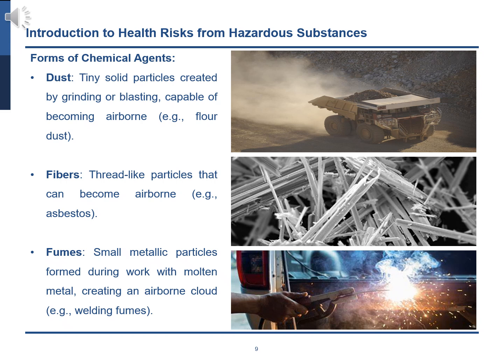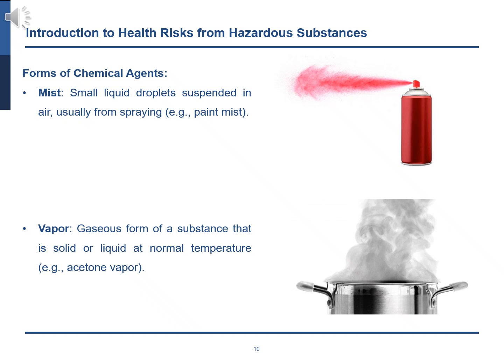Fumes, small metallic particles formed during work with molten metal, creating an airborne cloud, e.g., welding fumes. Mist, small liquid droplets suspended in air, usually from spraying, e.g., paint mist. Vapor, gaseous form of a substance that is solid or liquid at normal temperature, e.g., acetone vapor.